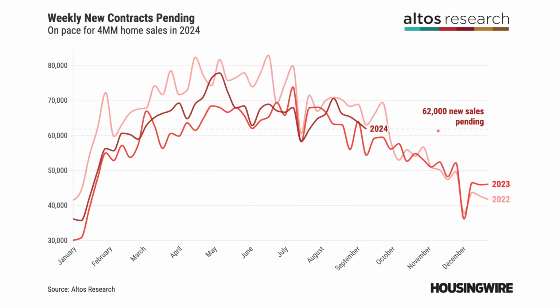All right, let's switch into sales. So there were 62,000 single-family homes that went into contract this week. You can see the 2024 line is sort of right in between the last 2 years. The interesting thing to pay attention to is the sales rate. So these are the new contracts that get started each week.